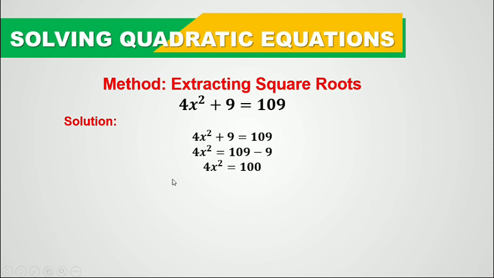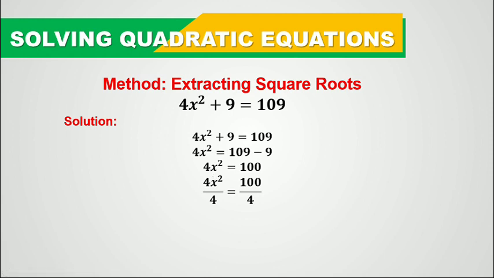And then since there is still a numerical coefficient, may kasama pang number si x squared dito, which is 4. This is called the numerical coefficient. So we have to divide both sides by 4. To cancel the numerical coefficient, let's divide both sides by 4. So that's 4x squared over 4 equals 100 over 4. If you're going to divide any number in the left side of the equation, you should also divide that to the right side of the equation to maintain the equality.